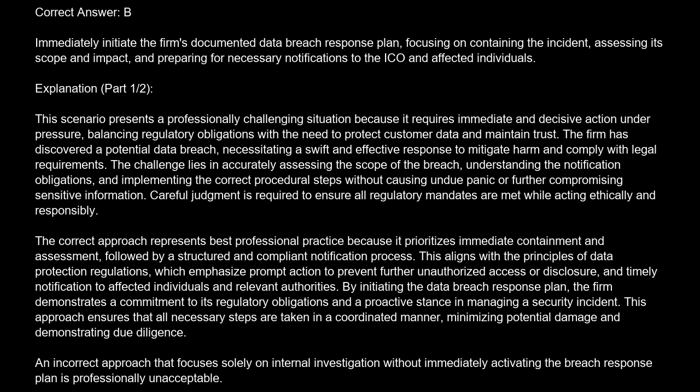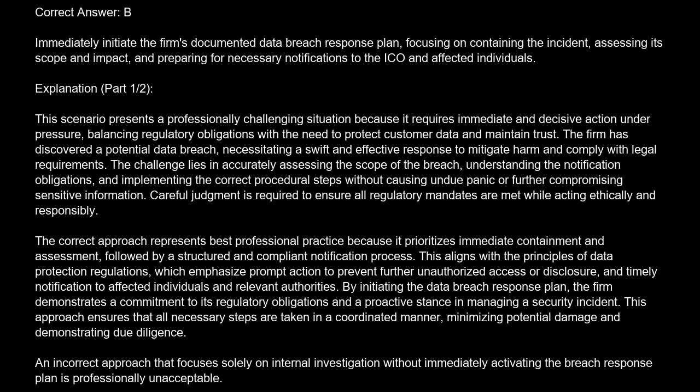The firm has discovered a potential data breach, necessitating a swift and effective response to mitigate harm and comply with legal requirements. The challenge lies in accurately assessing the scope of the breach, understanding the notification obligations, and implementing the correct procedural steps without causing undue panic or further compromising sensitive information.